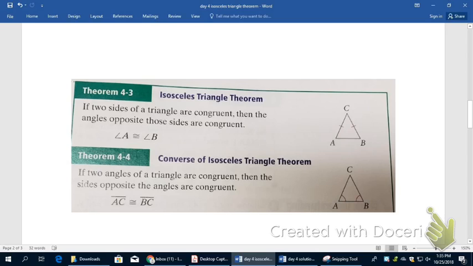Even if it's flipped over and the base is on top, it'd still be the base since it's not congruent. The two base angles would be angle A and angle B, and they're always going to be congruent for an isosceles triangle. Now the converse would also be true. So if you have a triangle that has two angles congruent in it, those angles are across from equal sides, in this case segments AC and BC.